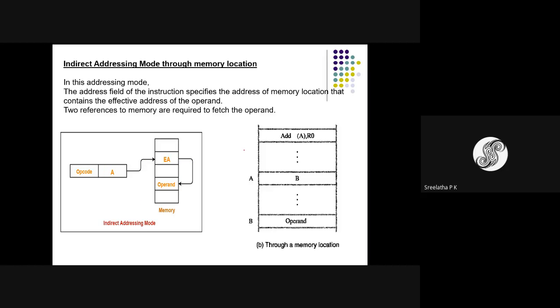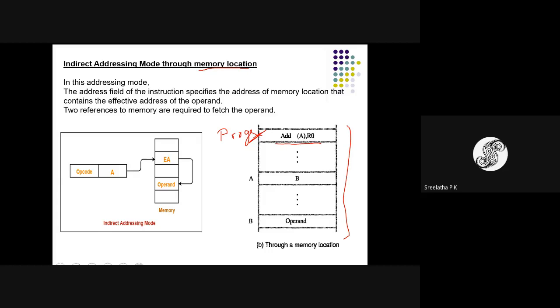Okay, so here this is indirect addressing through memory location. It means the memory location address is given in the instruction. Now this is the memory, the primary memory. In this you can see something mentioned. This is the instruction of the program, and this is an instruction which is used in the program.